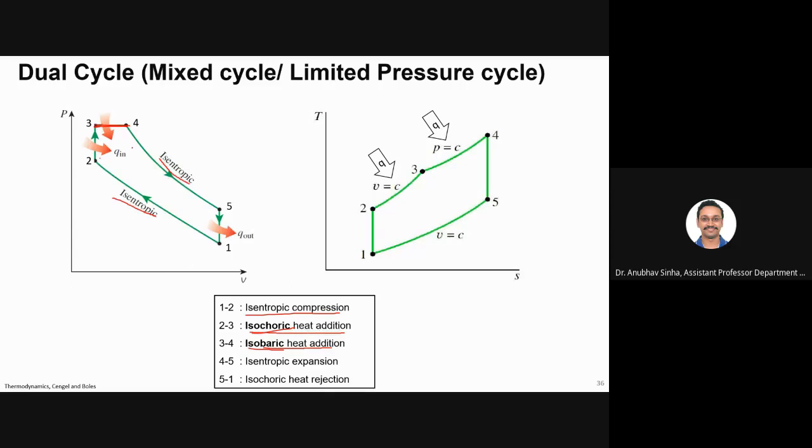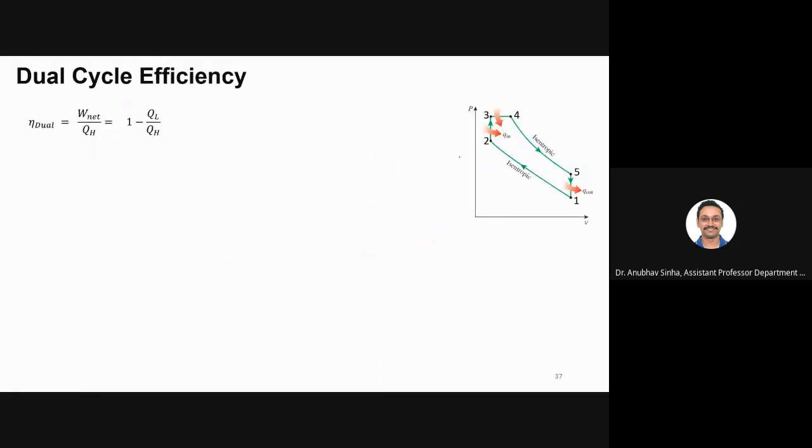So we let it expand, and then we extract heat at constant volume. This is also the same for diesel and petrol. What is different is, for diesel I have constant pressure, and for Otto cycle I have constant volume. So both processes are being used here. So this is called a mixed or dual cycle. Similarly, we also see this in the TS plot. So we see constant volume heat addition and constant pressure heat addition. Other processes are actually the same. Now let us try to find out what the efficiency of this cycle will be.